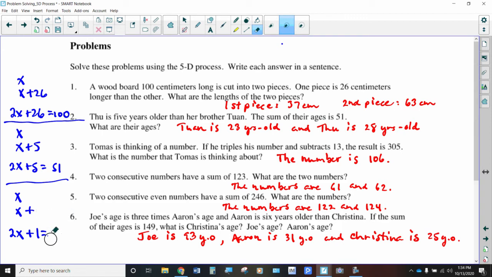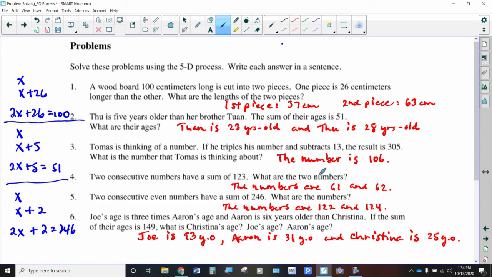The difference between problem 4 and problem 5 is that for problem 5, they're consecutive even numbers, which means you've got numbers like 4 and 6, or 22 and 24, or 54 and 56. So the second number is 2 more than the previous one, and their sum is 246. That means it has to be 2x plus 2 equals 246, which means that 2x is equal to 244, which means that 1x would be 122. So the two numbers must be 122 and 124, because when you add those two numbers together, you get 246, and they are consecutive even numbers.